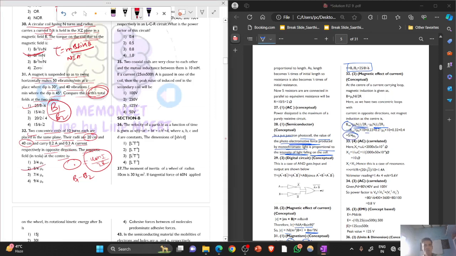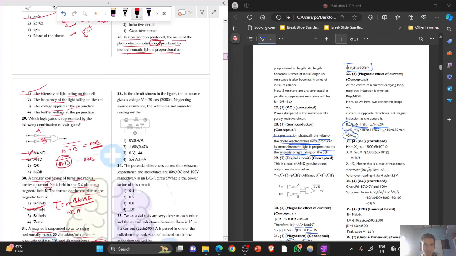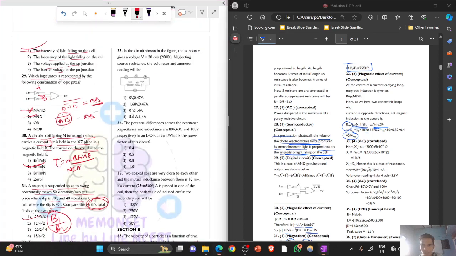It's again a formula based question. You don't need to worry too much about this. You just need to calculate B1 minus B2 at the center, because for one coil the current is moving in one direction and for the other in the opposite direction, so you just need to subtract it out, because the magnetic field will be in opposite direction.